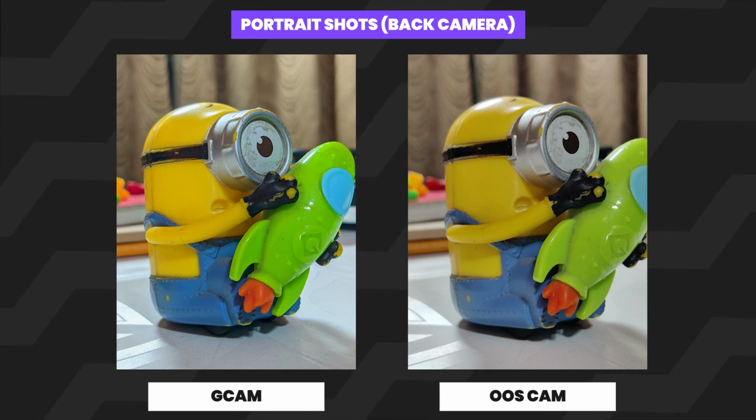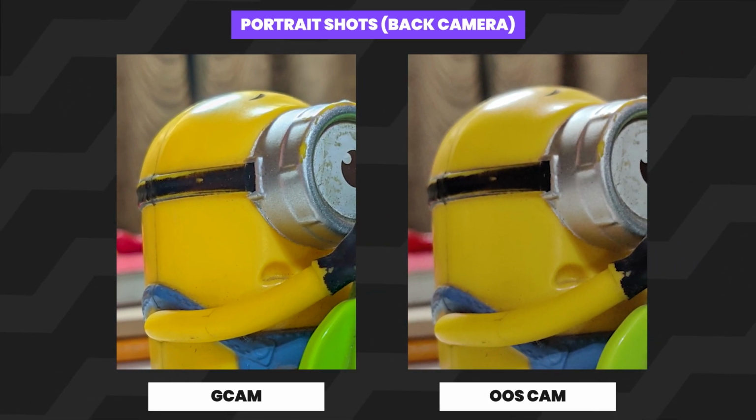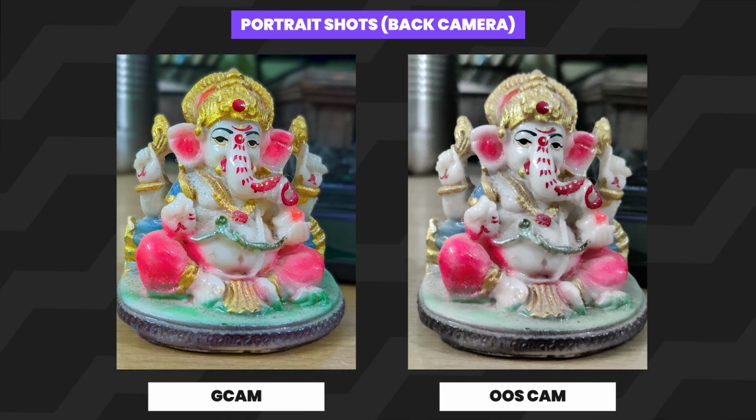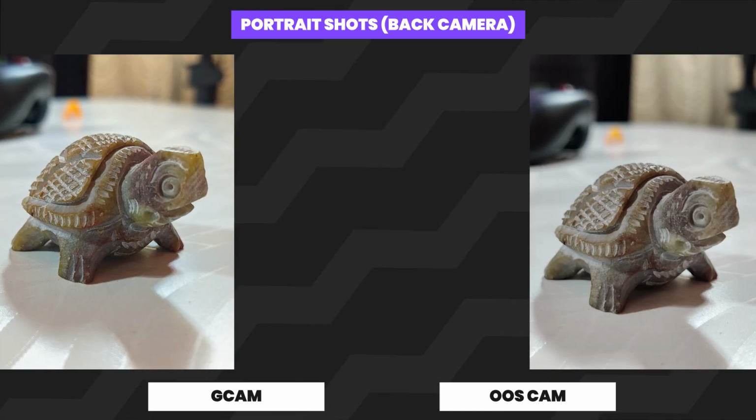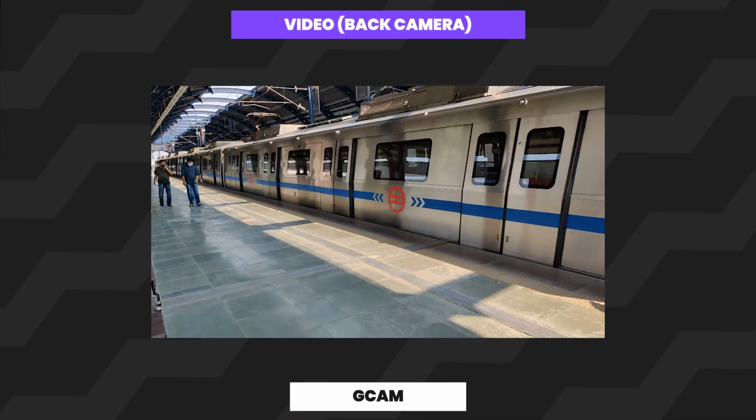The portrait shots on Gcam are again better than Oxygen OS camera shots. The edge detection is also better in case of Gcam. Another great thing is that portrait shots from Gcam look more color accurate, while the ones from Oxygen OS camera look a little washed out. Again, there is no comparison for the details retention in Gcam. Now let's move forward to video.